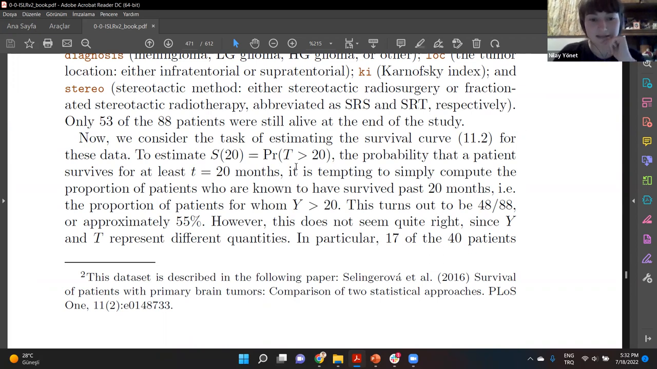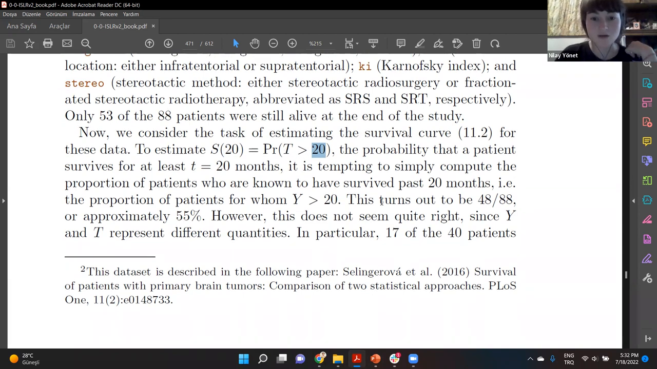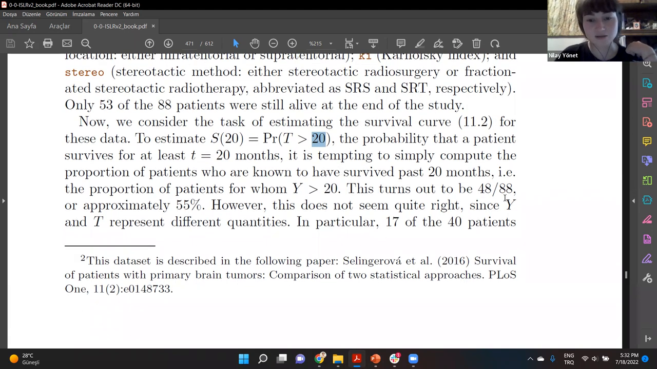So if we take small t as 20, so our observed time is 20 months, and we are looking for the probability of survival of a patient after time t, after 20 months. So when we checked the patients, at the end of 20 months, 48 of 88 patients were alive, and it is like 55%.